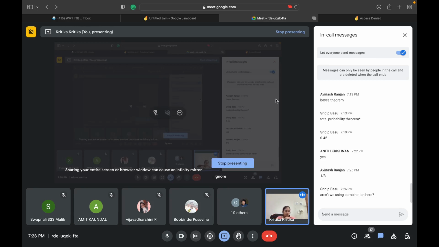So, when you use combination, I think you are not getting the same answer as I am getting. It is not 10 by 21, right? Let me check this. That will be 7 factorial divided by 5 factorial into 2 factorial.